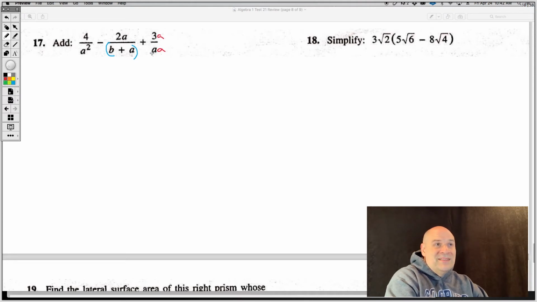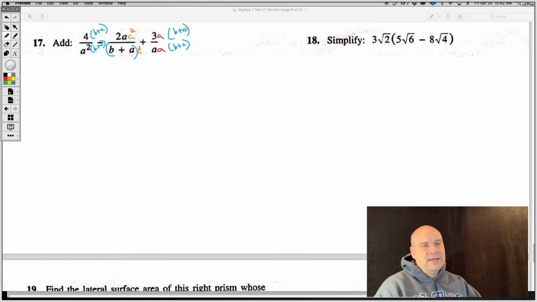And so these guys have a squareds, this one needs an a squared. So I'm gonna multiply this times another a squared. Okay. All right, well, that means these two fractions need a B plus A. So this needs a B plus A, and this needs a B plus A. This needs a B plus A, and this needs a B plus A. Okay? So now they all have the same denominator, A squared, B plus A.